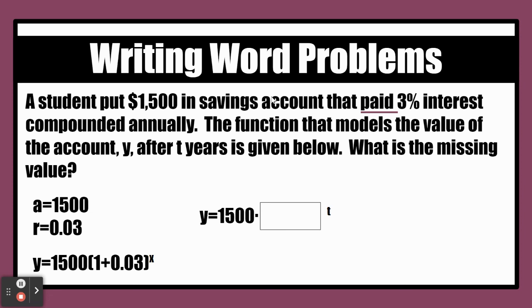The question asks, what is the missing value? The missing value is what's inside this parenthesis. So let's go ahead and add those two numbers together and we will get 1.03. So our missing value is here.